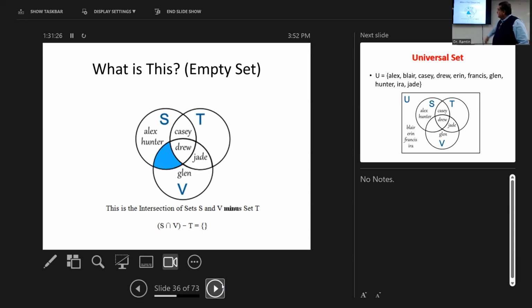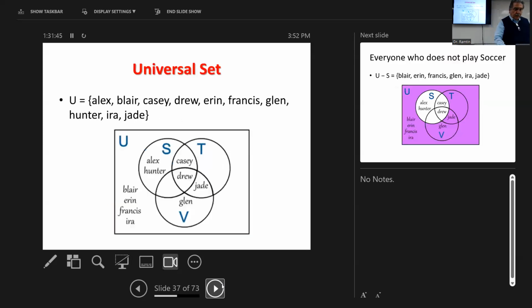And what is that area there? That's an empty set. You have the intersection of S and V minus T. There's nobody who plays only tennis, so it's an empty set. And then the universal set would include these guys here who are not playing any of these, but are, let's say, part of a class: Blair, Erin, Francis, and Ira. When you want to write the universal set, you have to include them too.